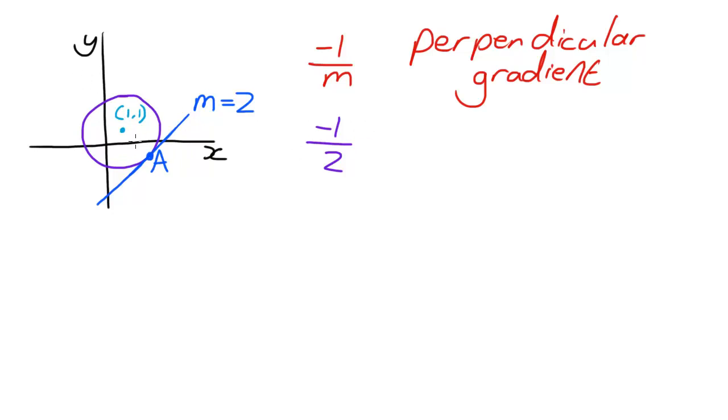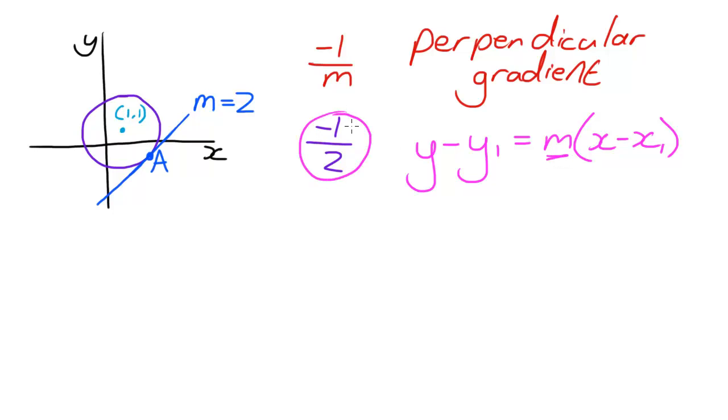So we have the gradient, and we have our point that we want it to go through, so we can calculate the line. We can use y minus y1 equals m brackets x minus x1, where m is this new gradient for our line going through the circle, x1 is the x coordinate of our point, our 1 there, and y1 is the y coordinate of our point. So let's put in those numbers.